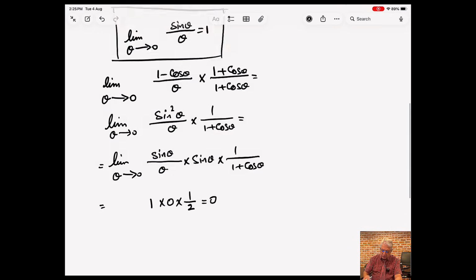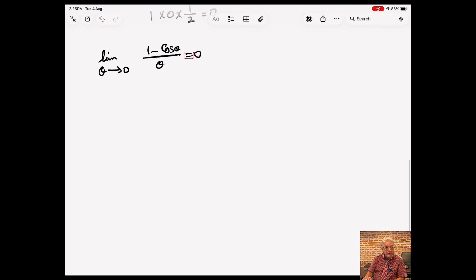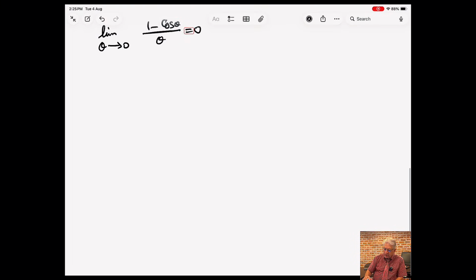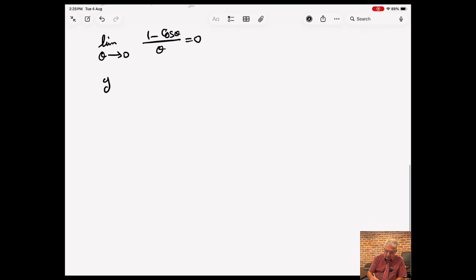Another fact we have shown is that the limit as theta goes to 0 of 1 minus cos theta divided by theta is equal to 0. Using these two facts, we can find the derivative of sine and cosine. Let us start with the derivative of sine. Y equals f of x equals sine x.